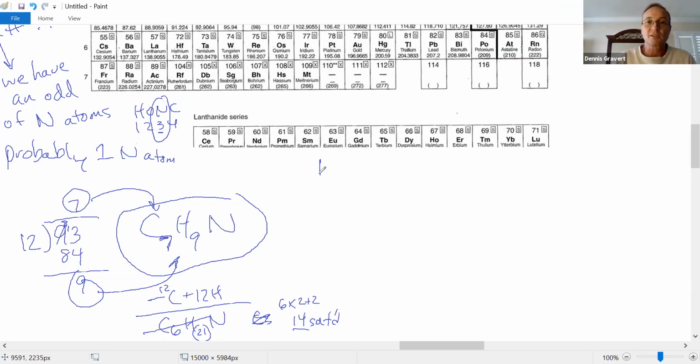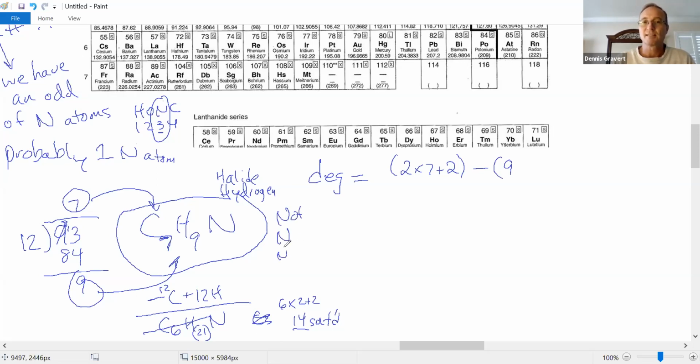C7H9N. Let's calculate the degrees of unsaturation. Well, that's 2 times 7 plus 2 more, minus, well, it actually has 9 hydrogens. It also has a nitrogen. If it was a halide, right? Halides count like hydrogen. They both start with H's. So all the halides, chlorine, bromine, fluorine, we would pretend they're hydrogens and add them in, but not nitrogen. It's negative. That's how I remember it. So when a nitrogen atom shows up, we need to subtract away 1 hydrogen for every nitrogen.